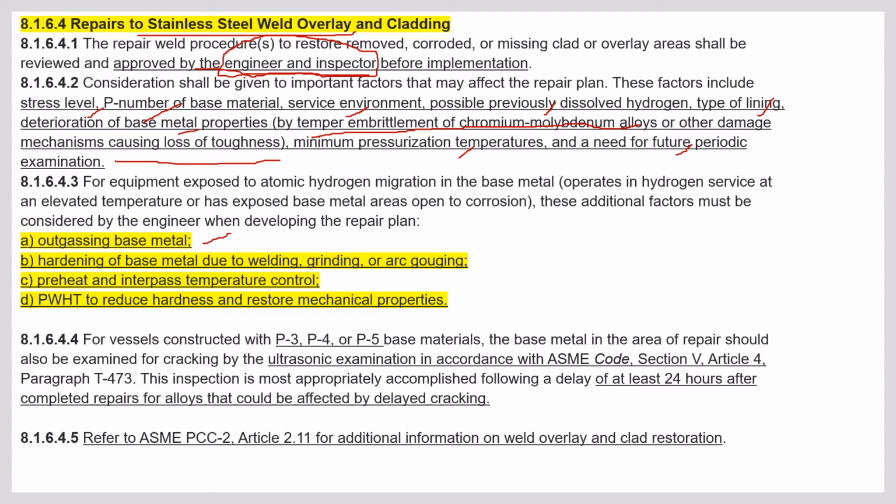Outgassing of base metal, hardening of base metals due to welding, grinding and arc gouging, preheating and interpass temperature control, and PWHT to reduce hardness and restore mechanical properties. For vessels constructed of P3, P4, P5, these are alloy materials, the base metal in the area of repair should also be examined for cracking by ultrasonic examination in accordance with ASME Code Section 5, Article 4. Okay, he is asking what additional tests we have to do.